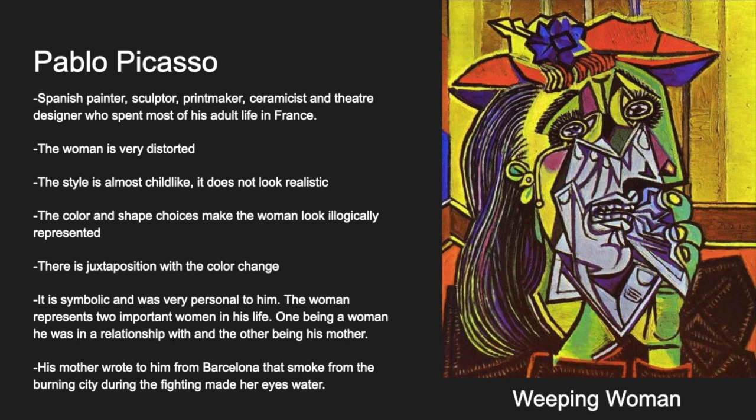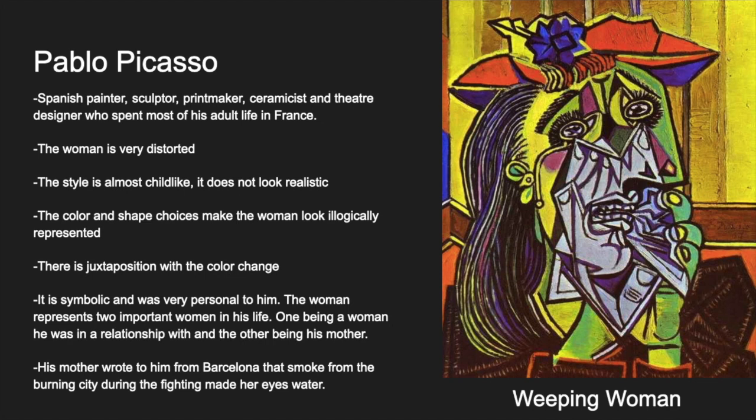It had personal iconography. One being a woman he was in a relationship with, and the other being his mother. His mother wrote to him from Barcelona that smoke from the burning city during the fighting made her eyes water. So this was an experience that she had that was personal to him because it was his mother, and he put it into this artwork.